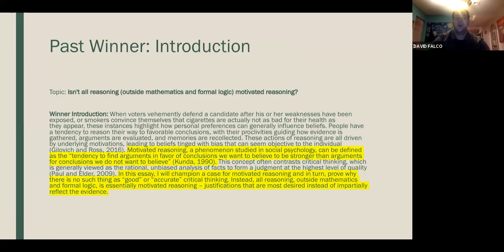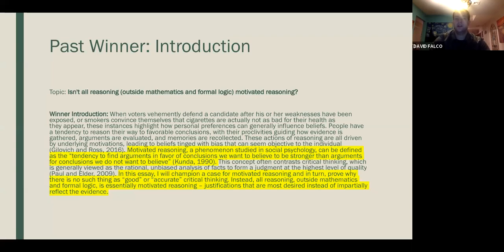When voters vehemently defend a candidate after his or her weaknesses have been exposed, or smokers convince themselves that cigarettes are actually not as bad for their health as they appear, these instances highlight how personal preferences can generally influence beliefs. People have a tendency to reason their way to favorable conclusions, with their motivations guiding how evidence is gathered, arguments are evaluated, and memories are recollected. These actions of reasoning are all driven by underlying motivations, leading to beliefs triggered with bias that can seem objective to the individual.